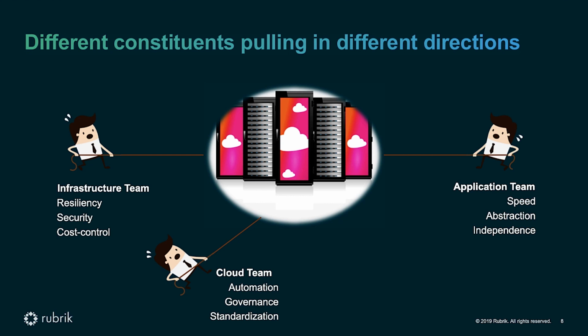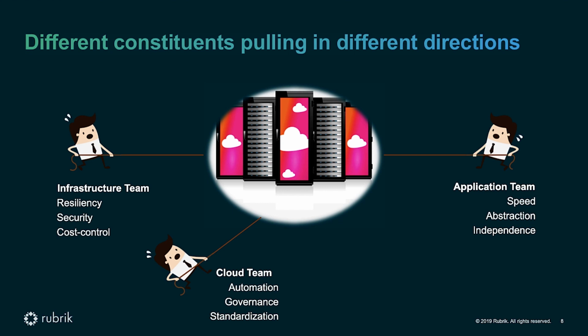And the application team really doesn't care about any of it. They're sort of interested in, I want to roll out new applications, I want to do this at speed, and I want to be completely independent of whatever the infrastructure and cloud team are cooking up. I just need an API to talk to and consume these services.